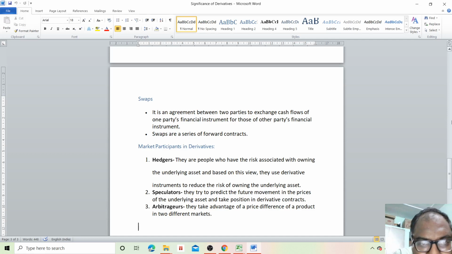Okay. Now market participants in derivatives. Hedgers. They are people who have the risk associated with owning the underlying asset, and based on this view, they use derivative instruments to reduce the risk of owning the underlying asset. Speculators. They try to predict the future movement in the price of the underlying asset and take positions in derivative contracts. Arbitrageurs. They take advantage of a price difference of a product in different markets.